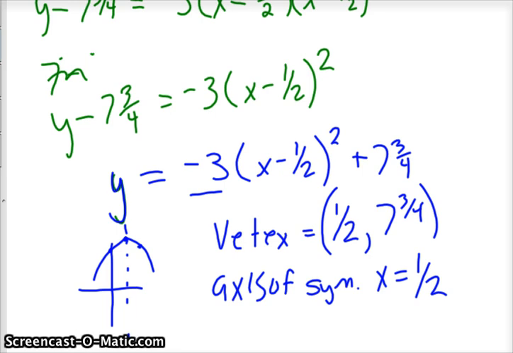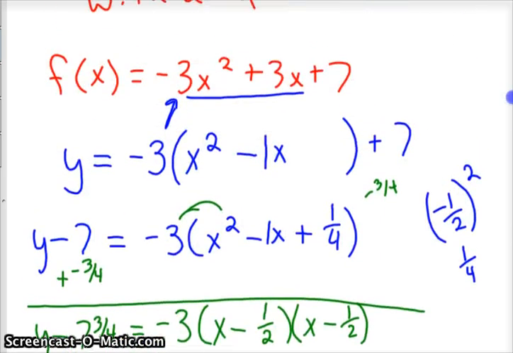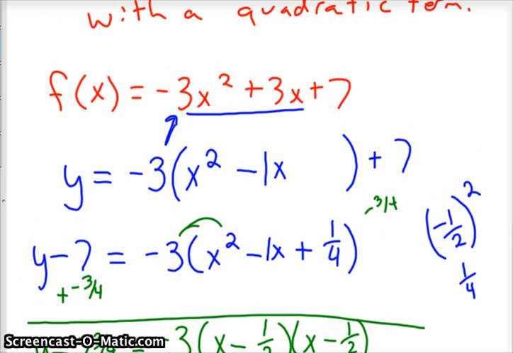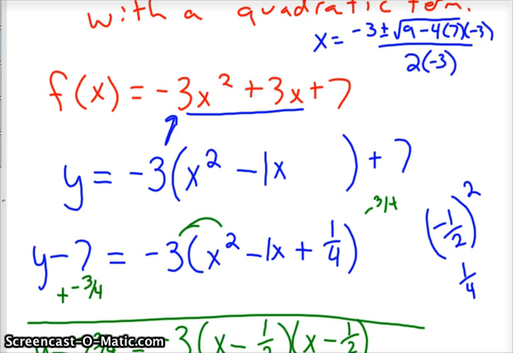If you wanted to find the x-intercepts, you go back to your original and use the quadratic formula. So x equals -3 plus or minus the square root of 9 minus 4 times 7 times -3, all over 2 times a, which is -3. This video isn't necessarily for that, so you can go ahead and figure that out.